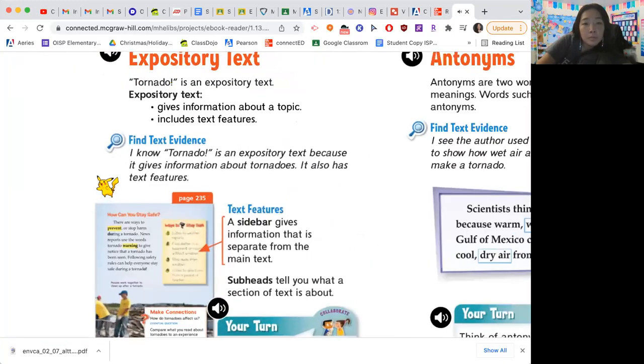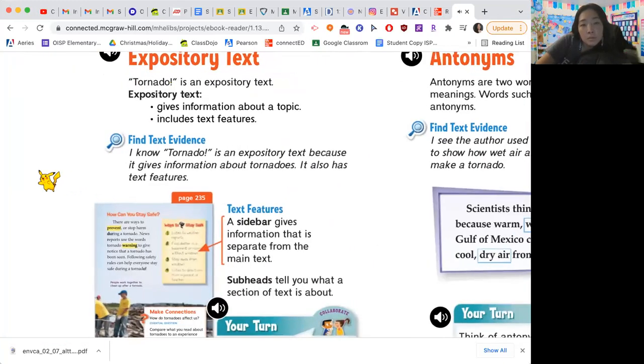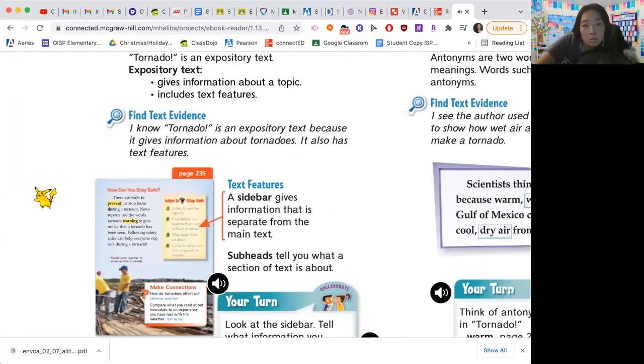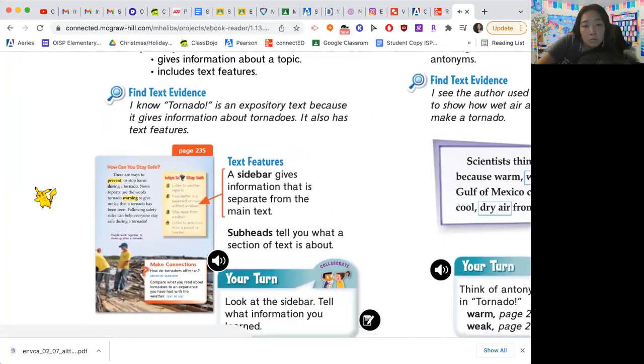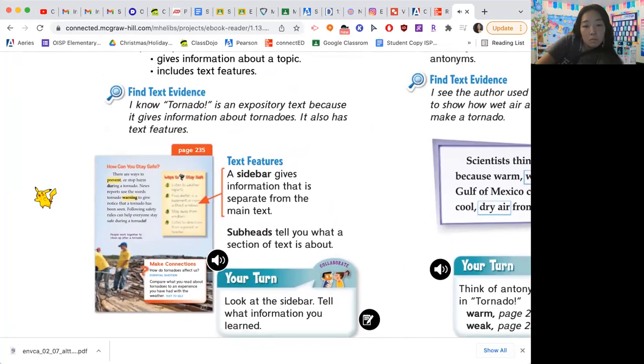Expository text. Tornado is an expository text. Expository text gives information about a topic, includes text features. Find text evidence. I know Tornado is an expository text because it gives information about tornadoes. It also has text features. Text features. A sidebar gives information that is separate from the main text. Subheads tell you what a section of text is about.